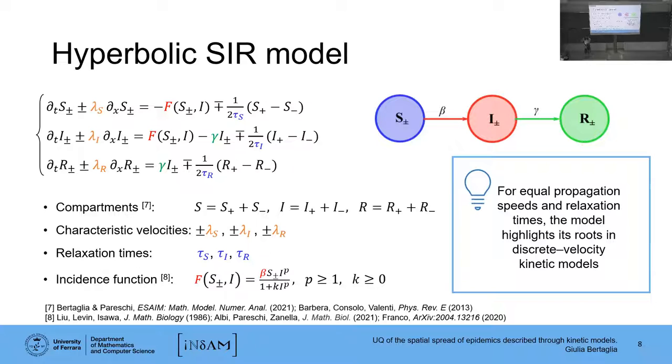Yes, we consider that there are two particle densities: one particle density will move in the positive direction in this domain, and then the other particle density will move in the opposite direction. But these particle densities are decoupled, and each particle density characterizes each compartment. So that is really a spatial variable, and so SIR.